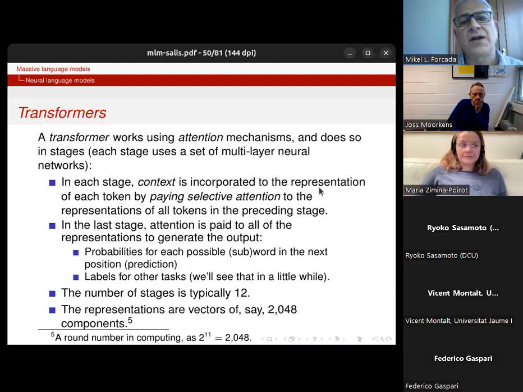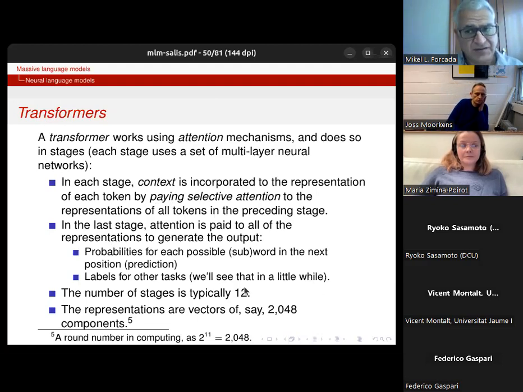context is incorporated into the embedding or the representation of each token by paying selective attention to the representations of all tokens. Selective in the sense that the network decides which tokens to pay more attention to and which tokens to ignore in the preceding stage. So in the last stage, attention is paid to all of the representations. So we have these many stages, 12 stages, as I said.